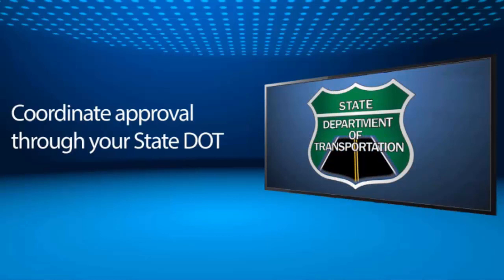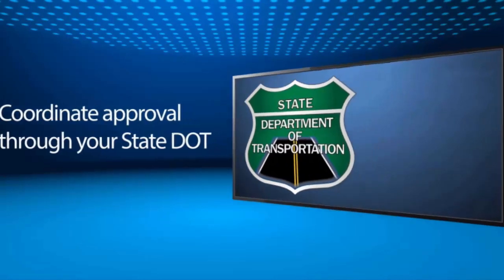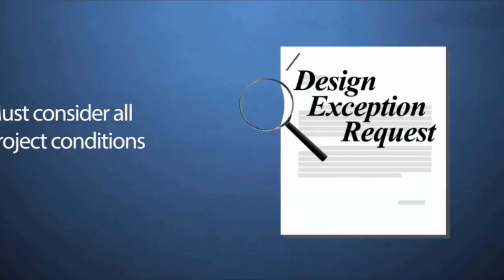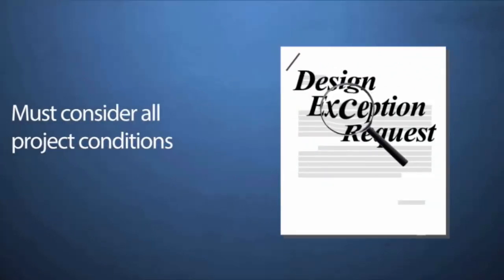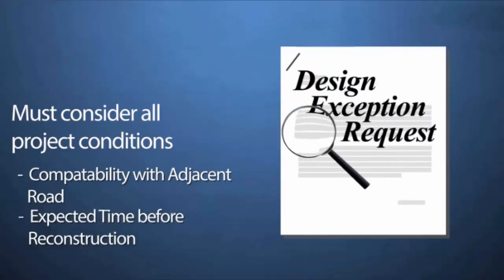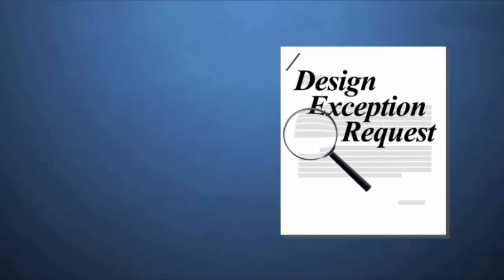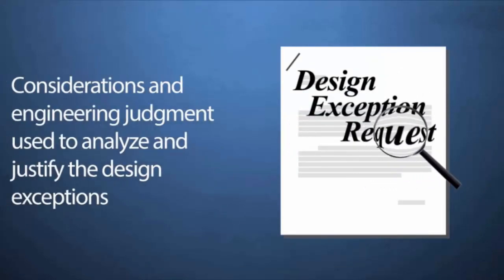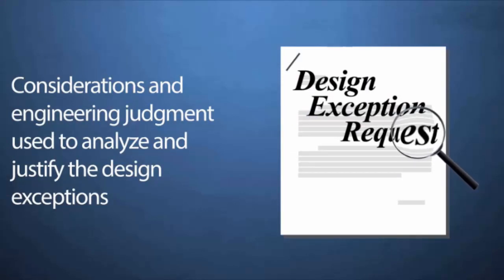If you determine that conditions warrant an exception to the applicable design requirement, then follow your state's procedures for requesting a design exception. Design exception requests must consider all project conditions, including compatibility with adjacent sections of road and the expected length of time before reconstruction of the section. Your written request should detail the considerations and engineering judgment used to analyze and justify the design exception.